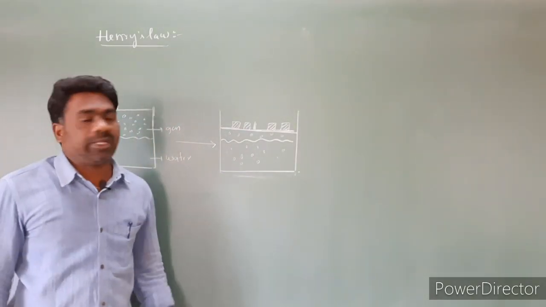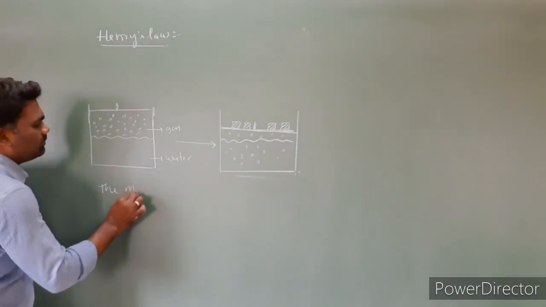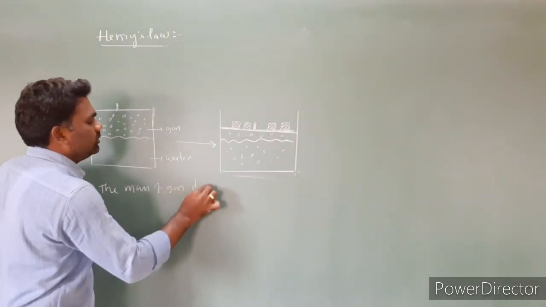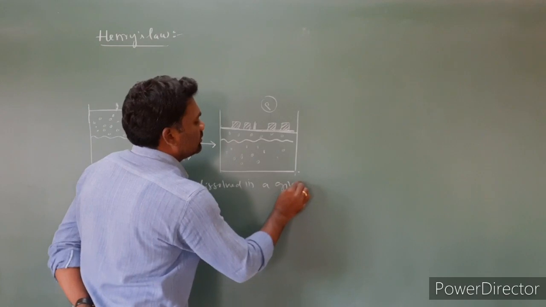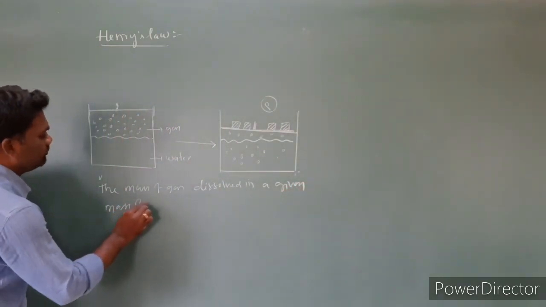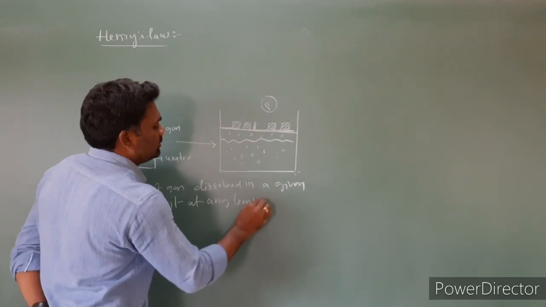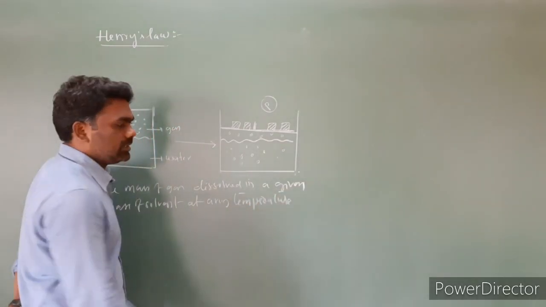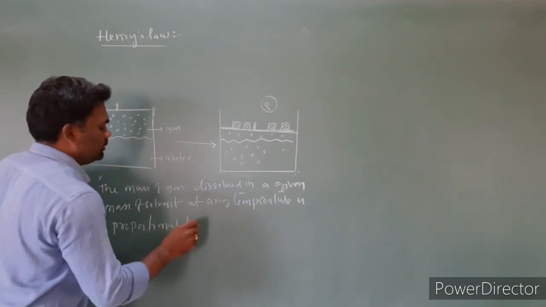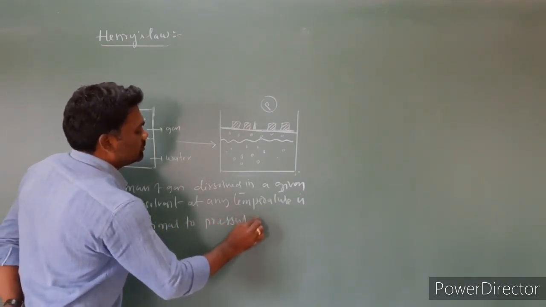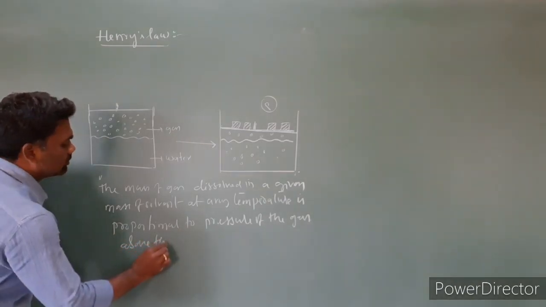According to Henry's law, the mass of gas dissolved in a given mass of solvent at any temperature is proportional to the pressure of the gas above the solvent.